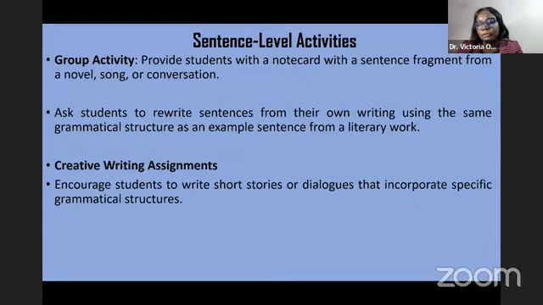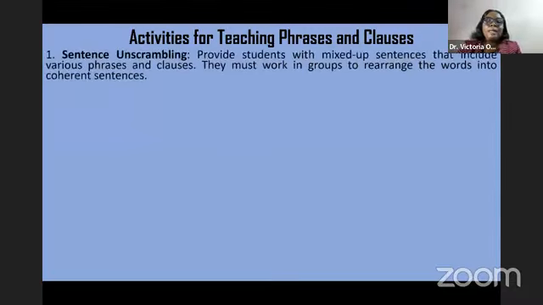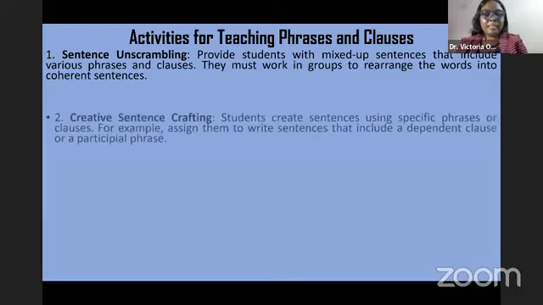If you're teaching phrases and clauses, we can equally use the same strategies that we use for sentences to teach them. We can decide to use sentence scramble. Earlier on, we talked about sentence scramble. But this time, we can give them mixed-up sentences that include various phrases and clauses. And then we can ask them to work in pairs or in groups to rearrange these into coherent sentences. And that would equally help them to appreciate what we are teaching them.